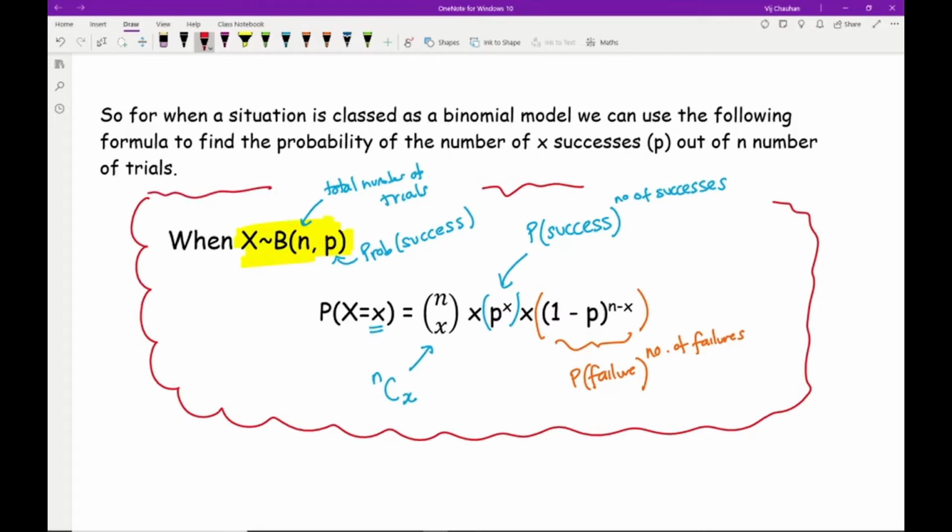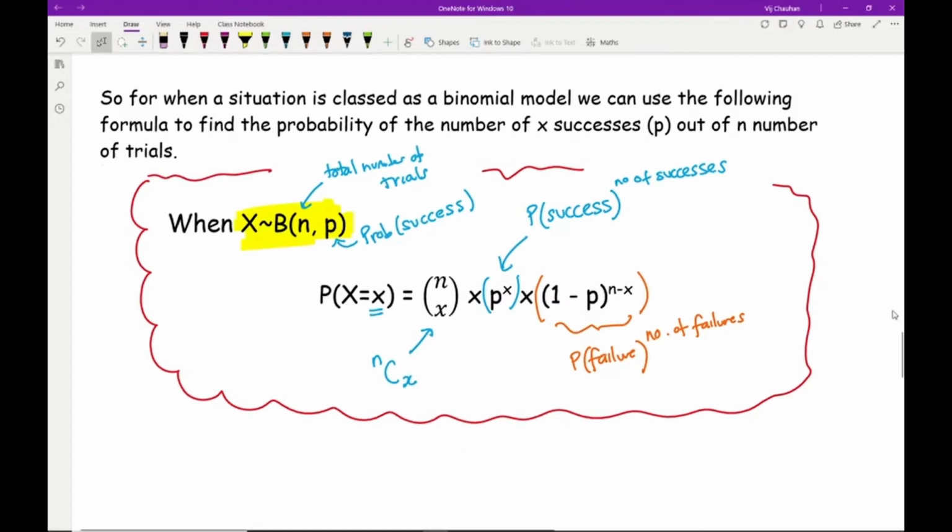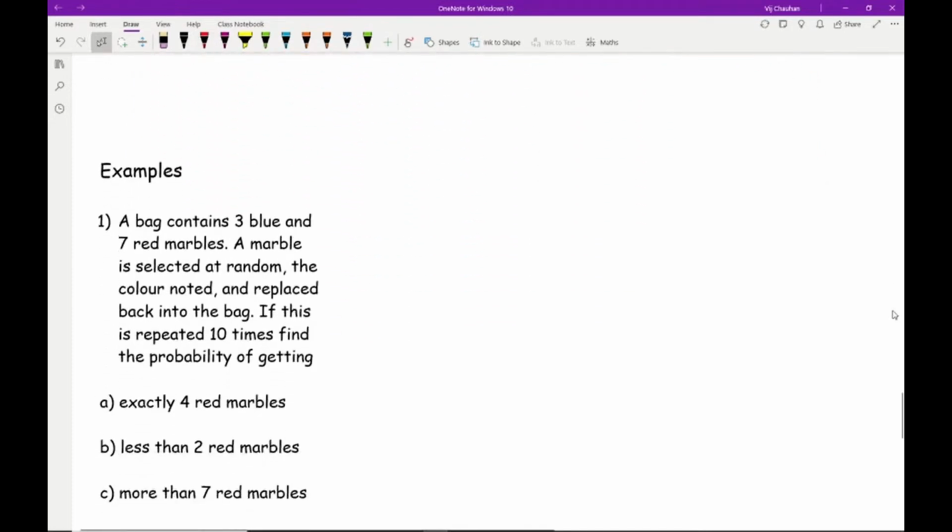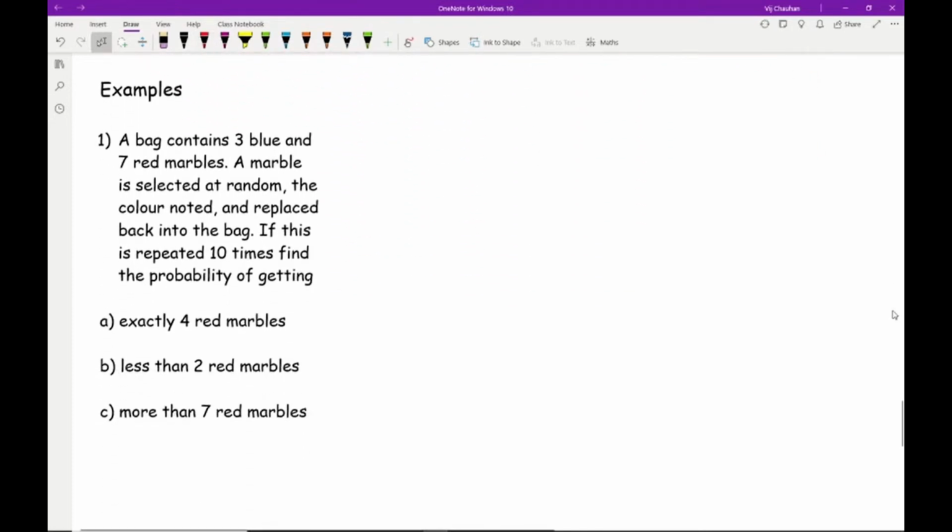So let's now have a look at some actual examples, very similar to what we've done. In this particular example, a bag contains 3 blue and 7 red marbles. A marble is selected at random and the colour is noted and then replaced back into the bag. If this is repeated 10 times, find the probability of getting exactly A, 4 red marbles, B, less than 2 red marbles, C, more than 7 red marbles.